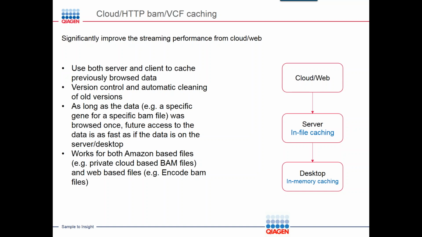So we introduced this caching technology so that the server will use page-like caching, although this is in a file, to cache the cloud or web regions that have already been previously navigated. And we provide version control and automatic cleaning for old versions so that the caching space is fully controlled. This works extremely well. The effect is that as long as the BAM file region was navigated once, you will get the performance as if the file is on the server.